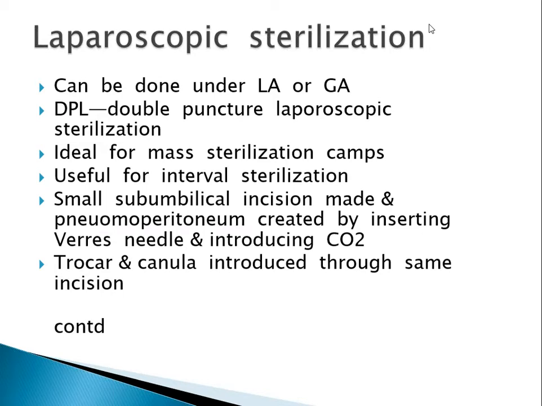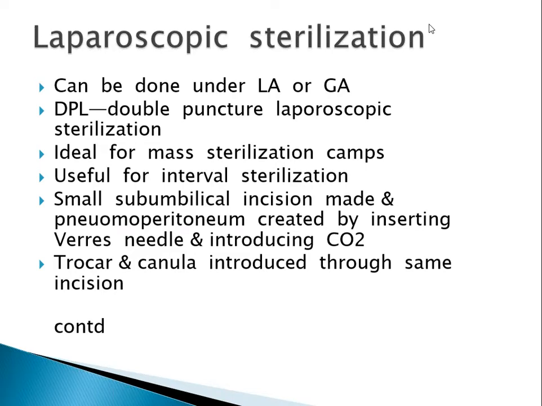Now, why we use CO2 and not any other gas or not even air is because CO2 is very easily absorbable in the body, and it is the least harmful to the body. So we introduce a certain amount of CO2 at a certain pressure, so that the abdomen gets distended, the peritoneal cavity gets distended.